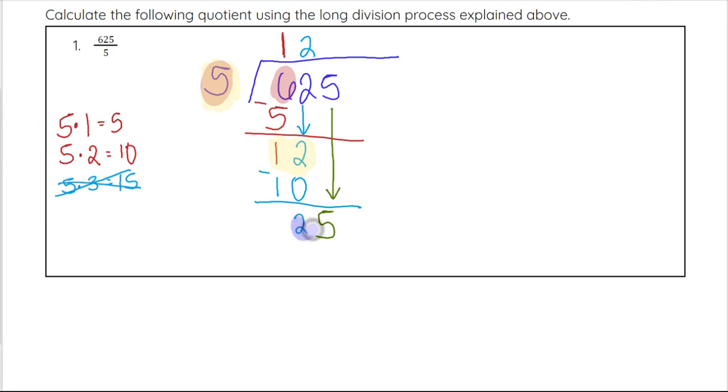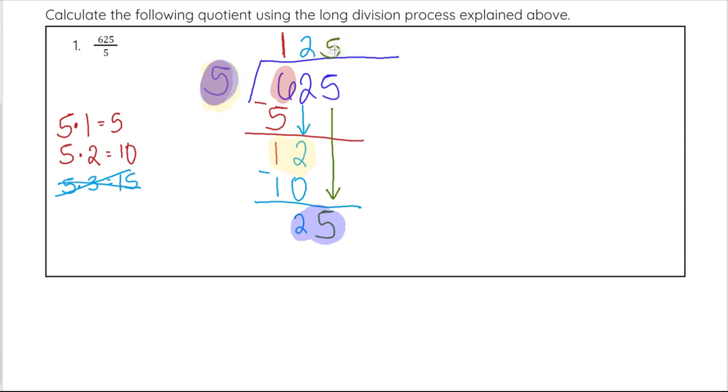So this time we have 25, and we are dividing 25 by our divisor to see if that divides evenly. 25 divided by 5 is 5. So in this case, I don't need to figure out what I need to multiply 5 by to get me closest to 25, because it is evenly divisible. So 25 divided by 5 is 5. So we'll put a 5 up here at the top.